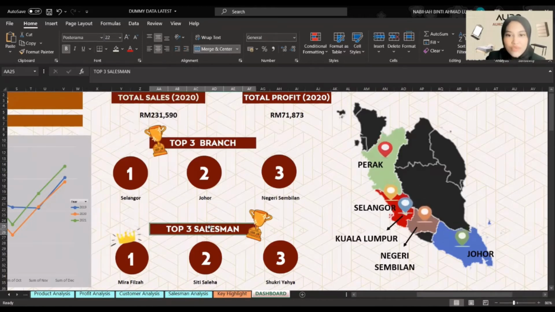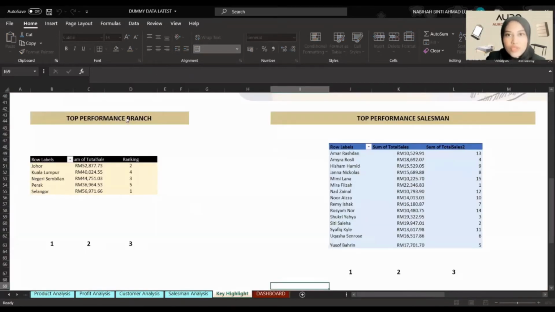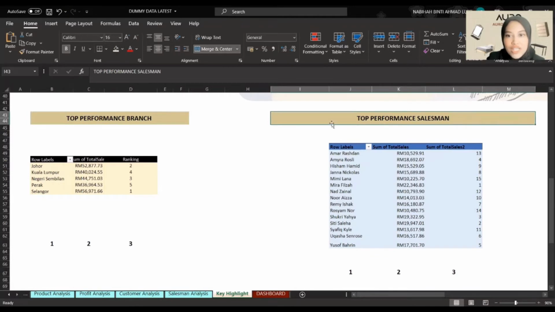To find this, we use the XLOOKUP function and extract the data from this table. For top 3 branch, we extract the data from the top performance branch table, and for top 3 salesmen, we extract data from the top performance salesman table.